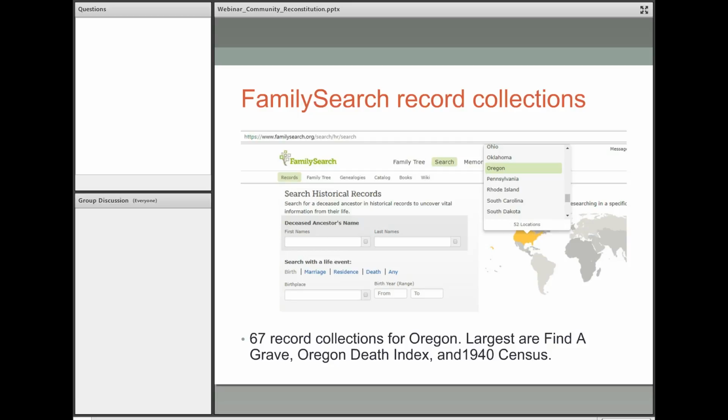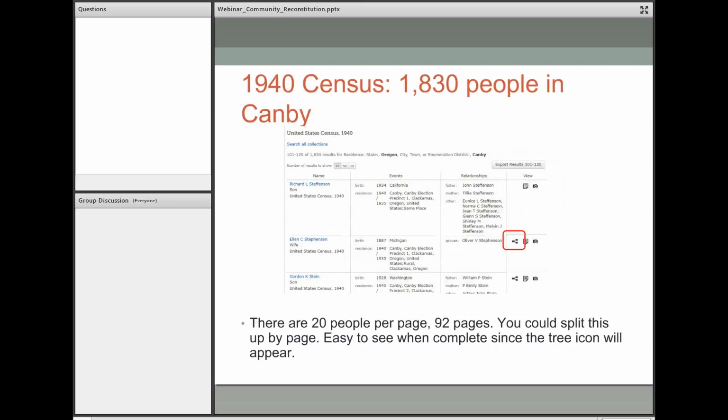So the first thing we did is we just checked to see which records are available for Oregon. There were about 67 record collections. The largest are Find a Grave, the Oregon Death Index, and the 1940 census. So we checked in the 1940 census. There were 1,800 people living in Canby, Oregon. That's about 20 people per page, 92 pages.